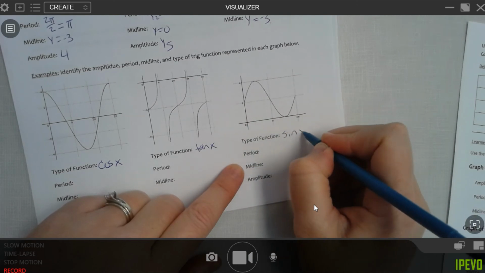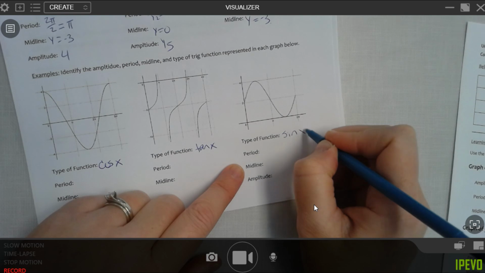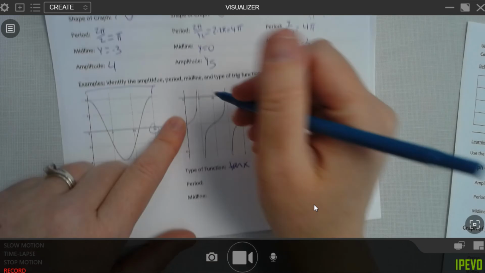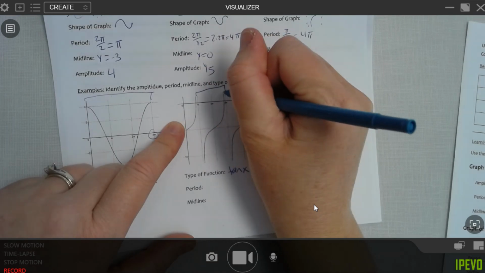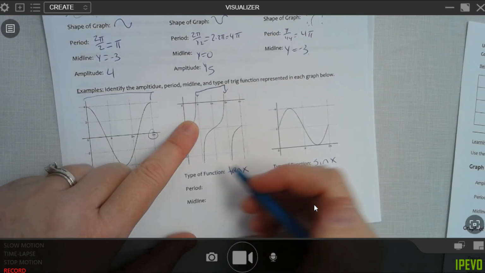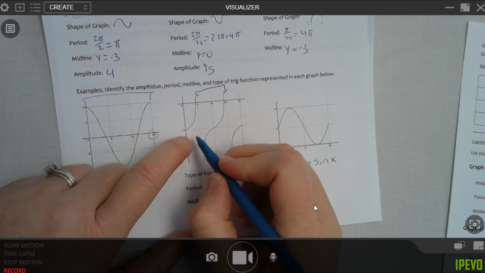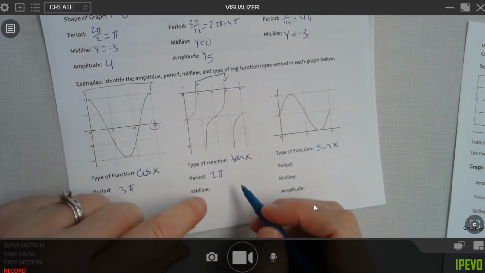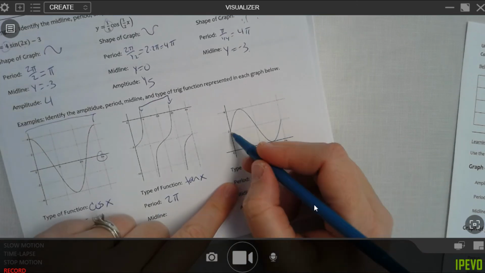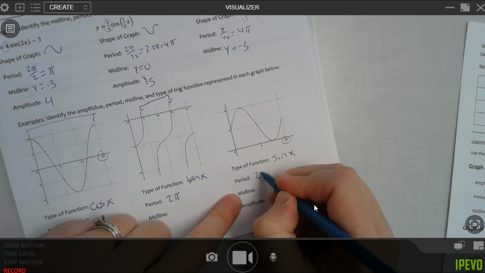All right, my period is how long it takes to go from here to here. So here to here, that's a 3 pi unit. Tangent, remember, is just one cycle right here. So pi to 3 pi, that's 2 pi lengths. So from here to here would be 2 pi's. And then my period here goes from here to here, so it is also a 2 pi.